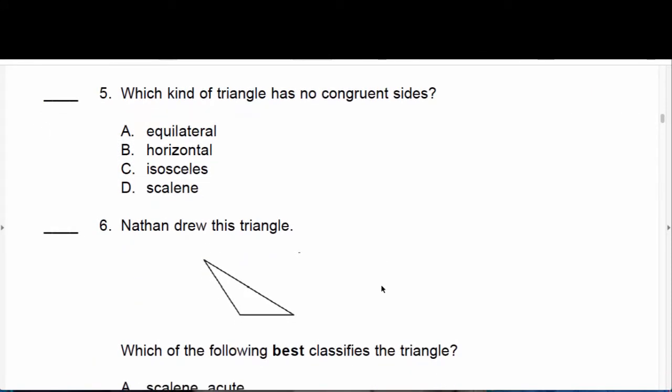Question 5. What kind of triangle has no congruent sides? A. Equilateral. B. Horizontal. C. Isosceles. D. Scalene.